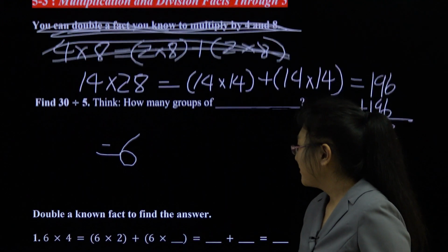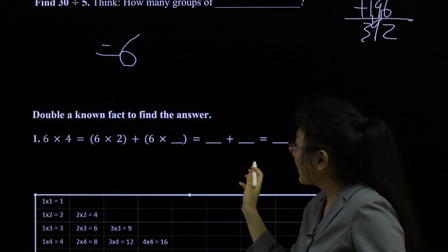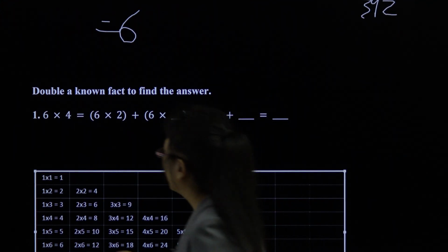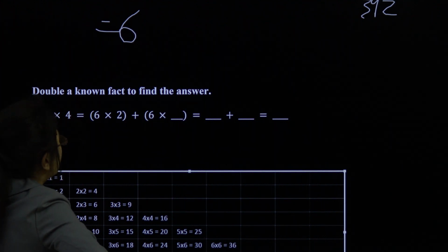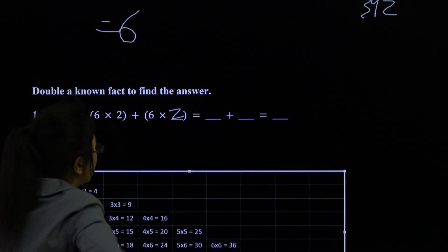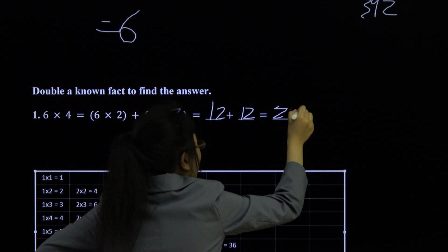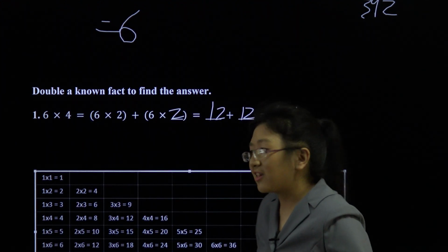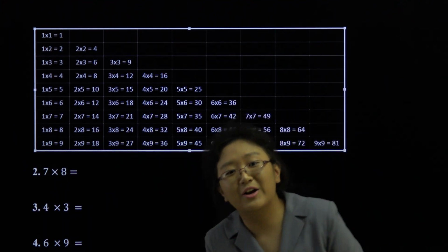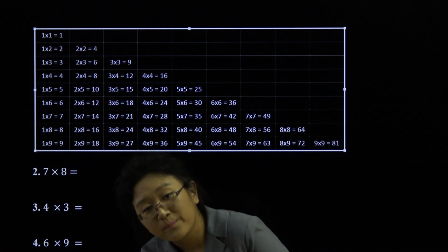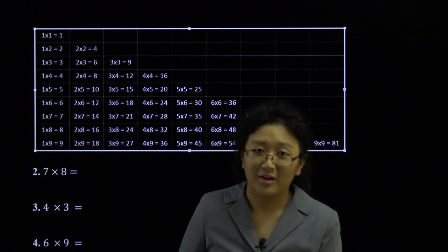Anyhow, we're going to double ones to show you how it works. So 6 times 4 equals 6 times 2 plus 6 times 2 equals 12 plus 12 equals 24. But, well, guess what, guys? 4 times 6 equals 24. It's right on your multiplication table. You have to remember your multiplication table, guys.